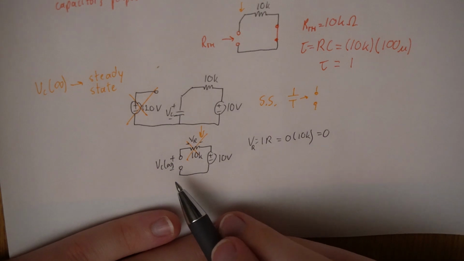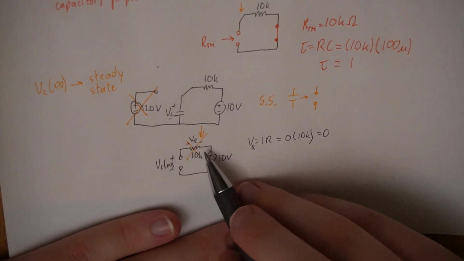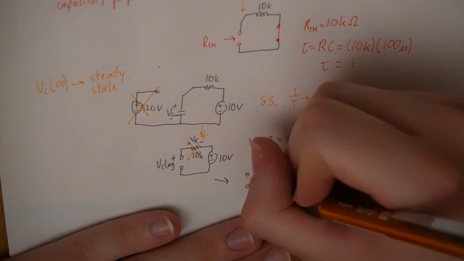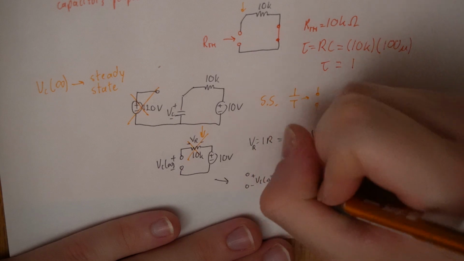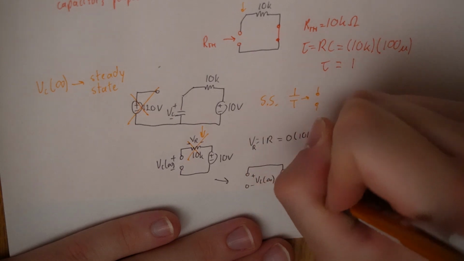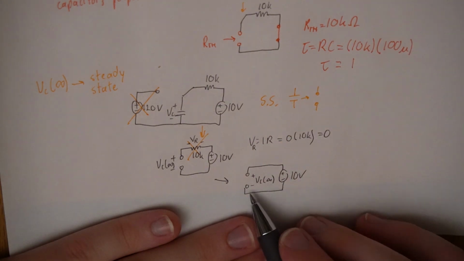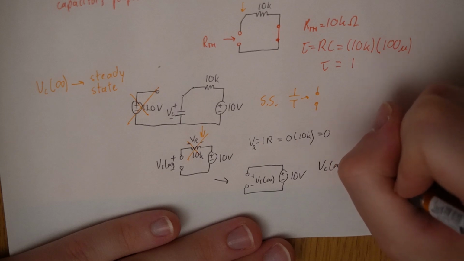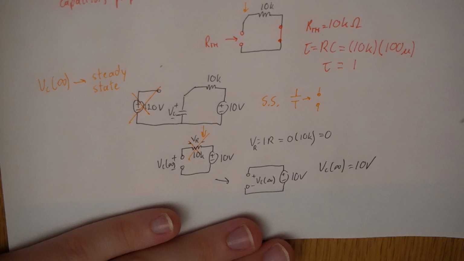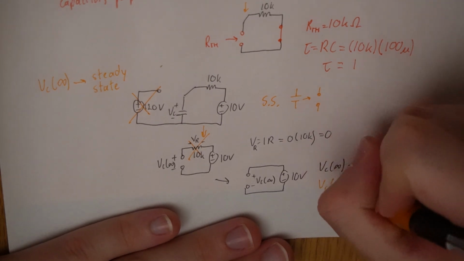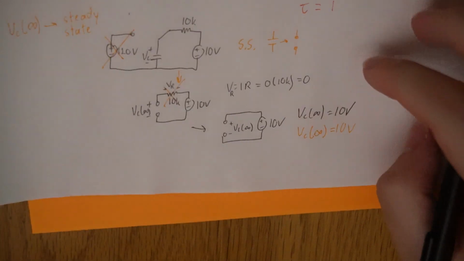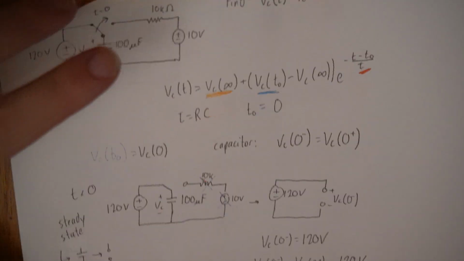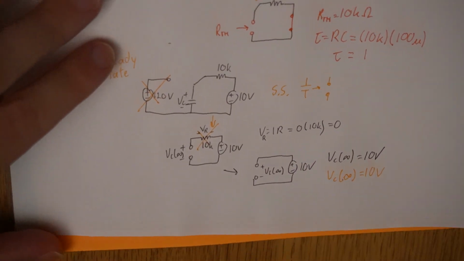Now what is VC infinity? Well, if we get rid of the resistor, it's just a short circuit actually, we can replace it with. Well, positive to positive, negative to negative, VC at infinity equals 10 volts. I could have written it, let's write it in orange. Now, let's go back to this nice big equation we had up here and just substitute everything into it. I'll rewrite it at the bottom.